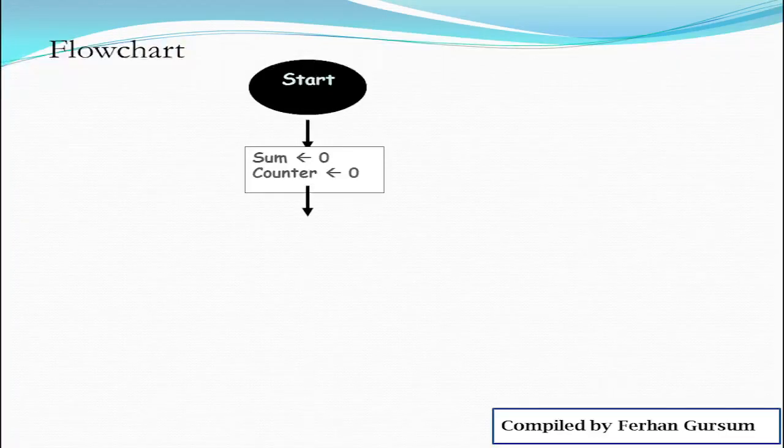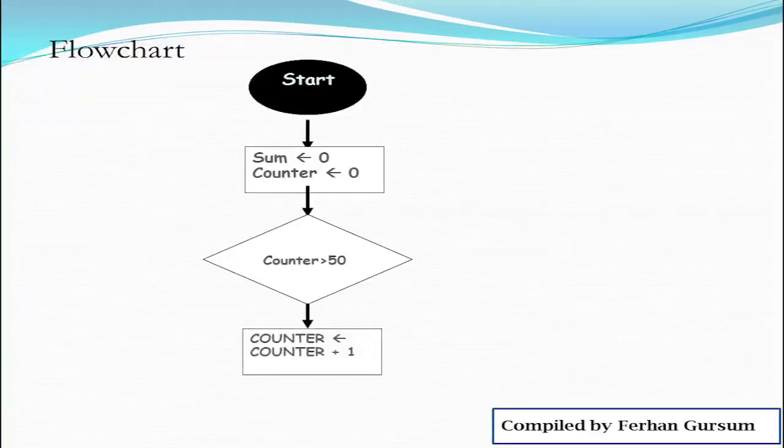First of all, we have to show the program flow using an arrow, then a diamond structure. Counter is greater than 50. If this is true or yes, then we have to stop and print. But if it is false, we will go forward. Okay, this condition is looping until counter becomes greater than 50. So if this is false, now counter is how much? Counter is 0. 0 is greater than 50? No. So counter is equal to counter plus 1.